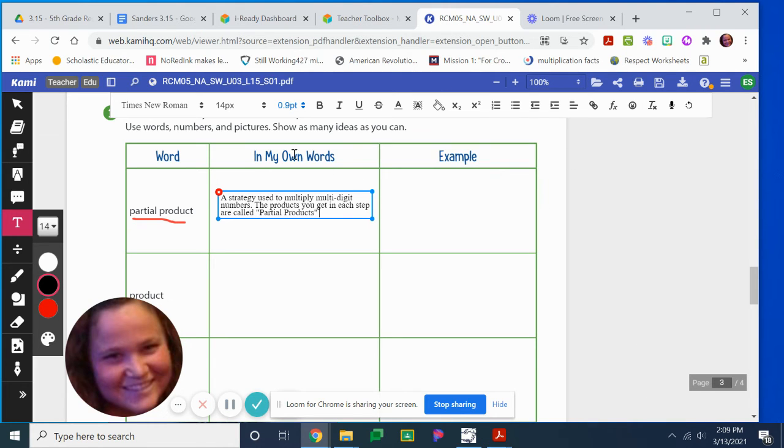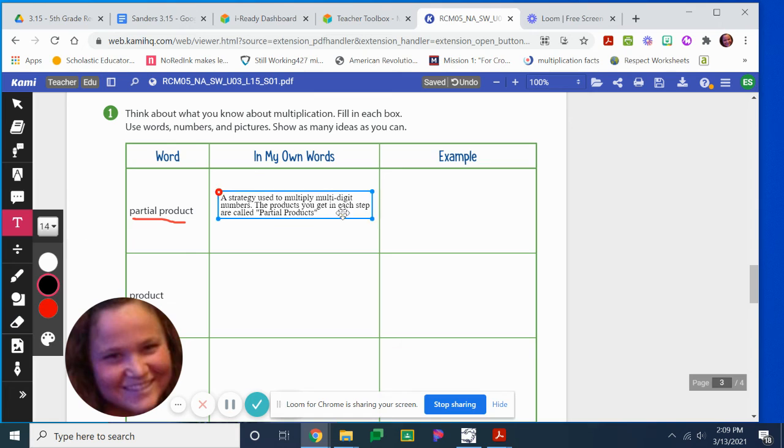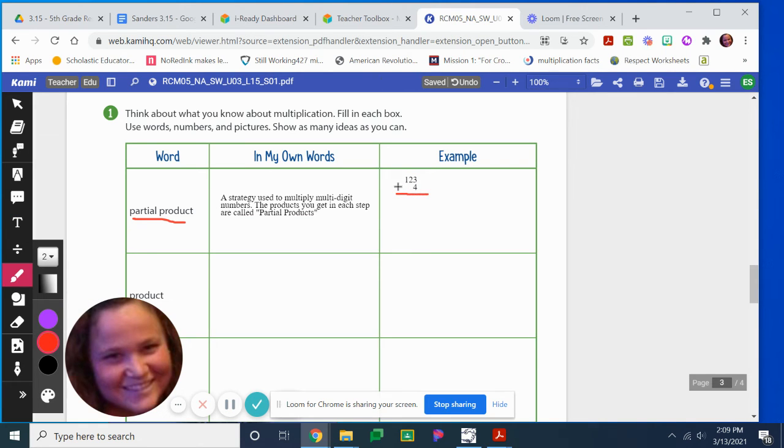Otherwise, I'm going to go ahead and move you to an example. So this first example, and I'm going to try to keep this as orderly as possible, is if I were to have 123, and I'm multiplying that by 4. Okay, so if I'm multiplying this by 4, it's basically saying that I have 4 times 3, which would give me 12. So my first partial product is 12.